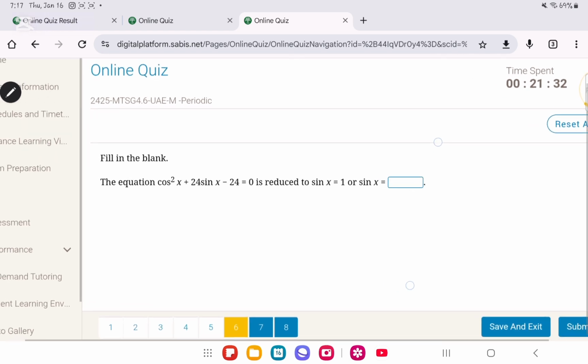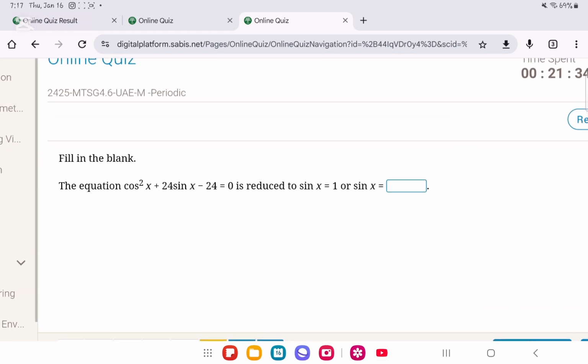Question number 6. They're telling us the equation cosine squared x plus 24 sine x minus 24 is equal to 0 is reduced to sine x is equal to 1 or sine x is equal to. Again, we said when we have this type of equation, everything has to be the same: all cosine, all sine, or all secant or all tangent. In this case, we have cosine squared x and sine x.